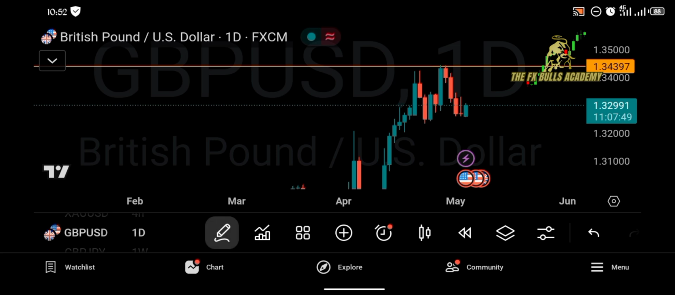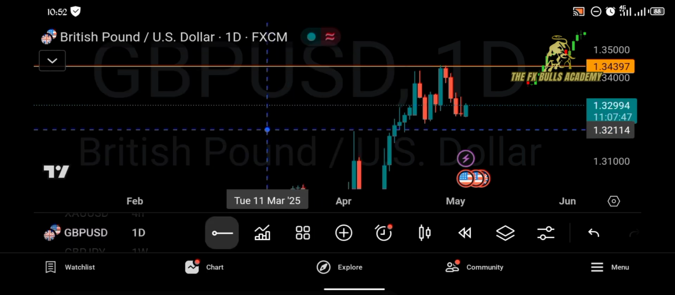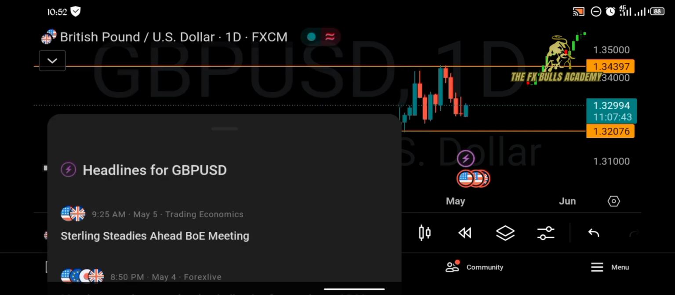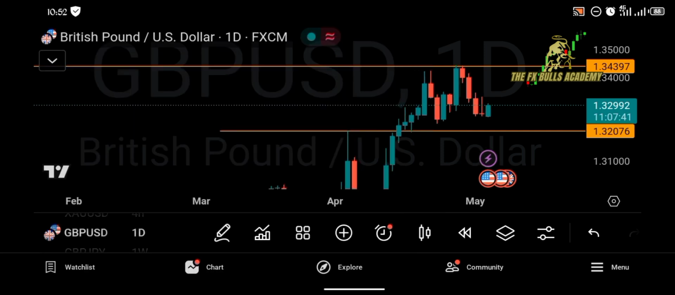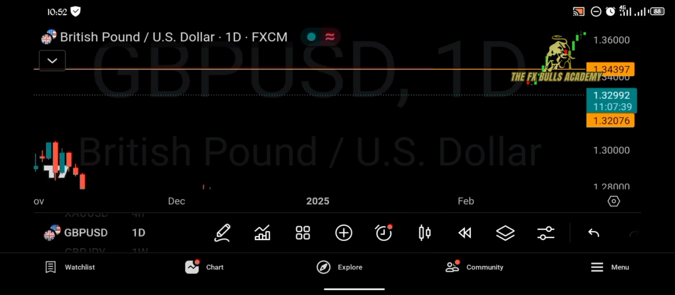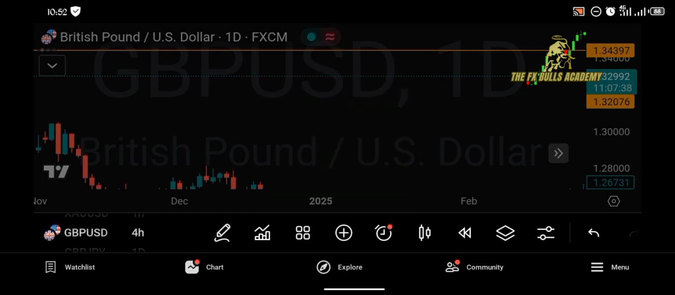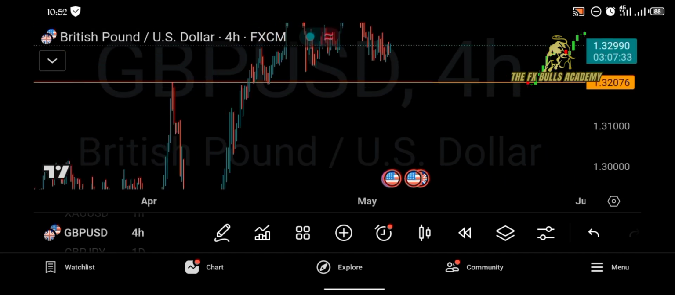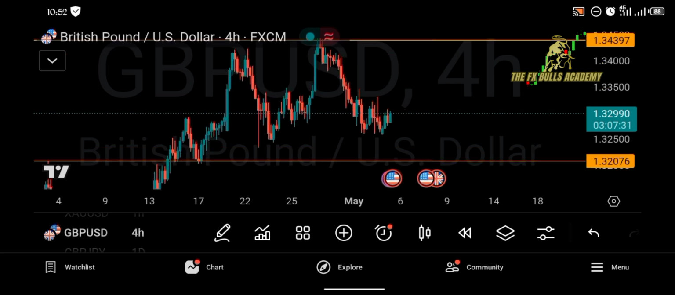And we have a support here. That's the support and resistance for the higher time frame. So now let's go to the 4 hour time frame for more confluence.